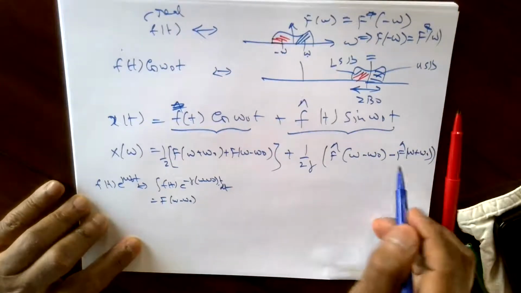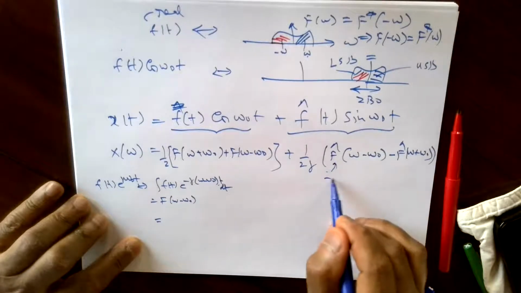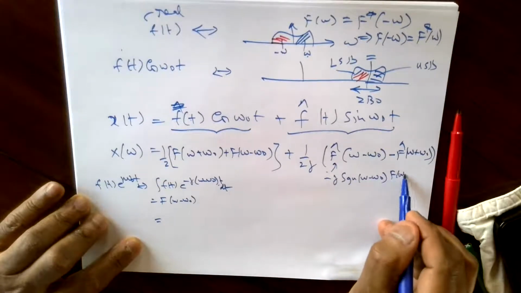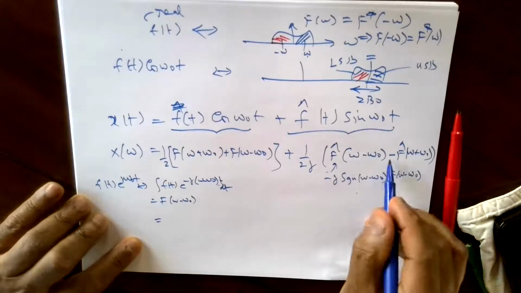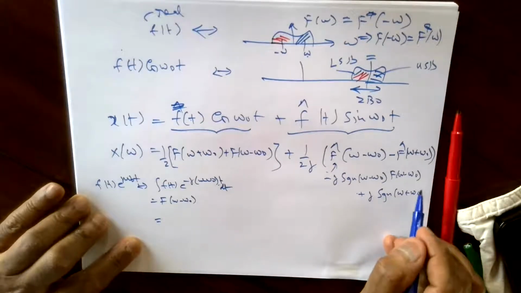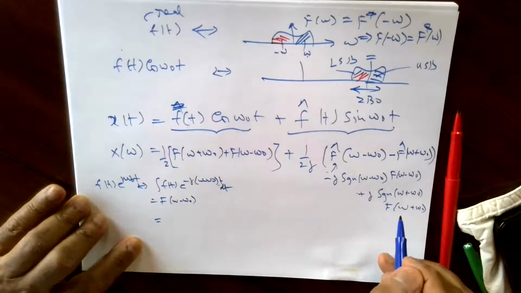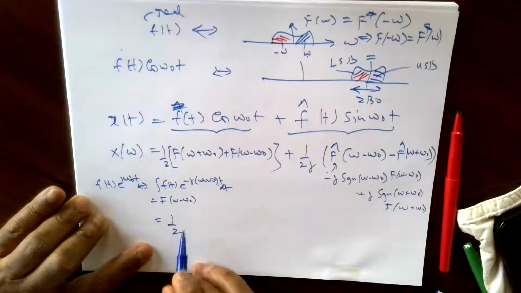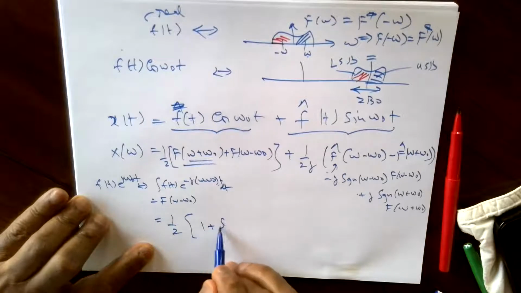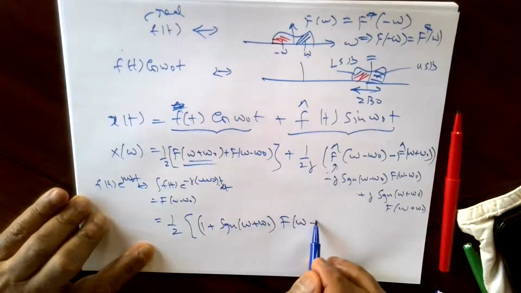But remember, f hat of omega is minus j sine omega times f of omega. So this is going to be minus j sine (omega minus omega naught) multiplied by f(omega minus omega naught), then plus j sine (omega plus omega naught) multiplied by f(omega plus omega naught). Notice that j will cancel. So if you write it up, this is going to be f(omega plus omega naught), here you have 1 plus sine (omega plus omega naught) multiplied by f(omega plus omega naught).